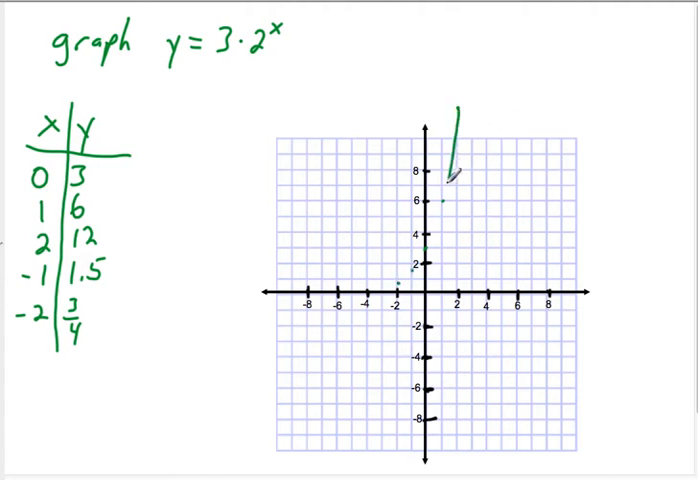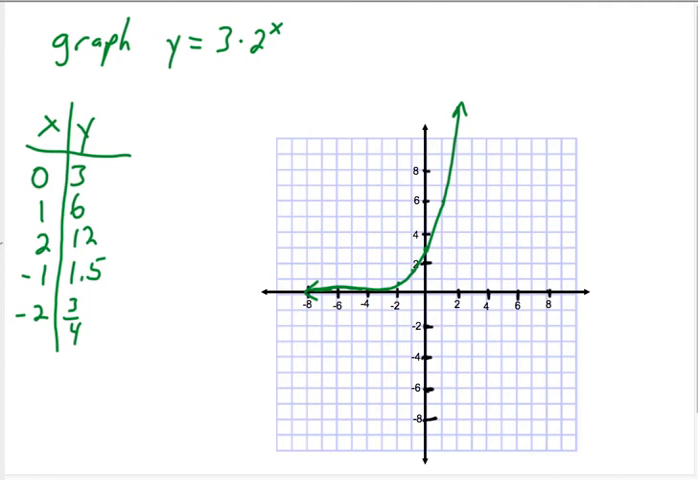So try to make the curve as curvy as possible. I don't expect perfection here. But again, it's not going to go below the x-axis. Make sure to put your arrows there to show that it goes on forever and ever and ever.